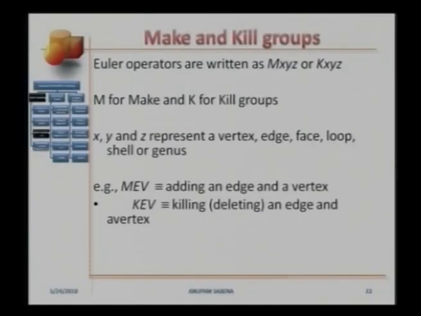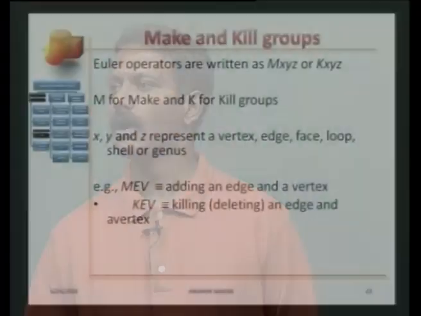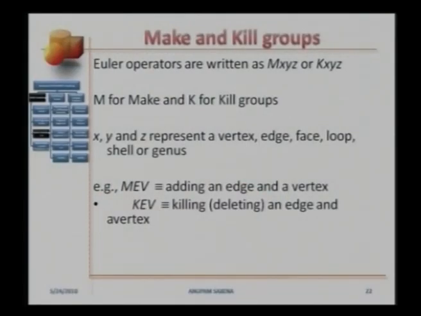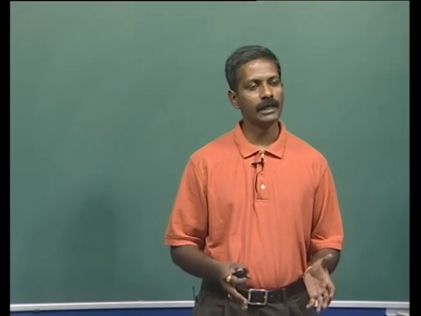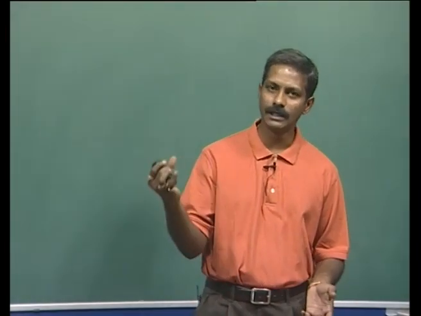Moving on, we also talked about make and kill groups. This was in reference to the Euler-Poincare formula that we had studied. That formula was true for all polyhedral solids. In a sense, for valid polyhedral solids, the Euler-Poincare formula was true, but the converse was not true. Anyhow, the details are there in that corresponding lecture. We talked about make and kill groups, M XYZ and K XYZ, and with these groups, we actually constructed a polyhedron from a different polyhedron.